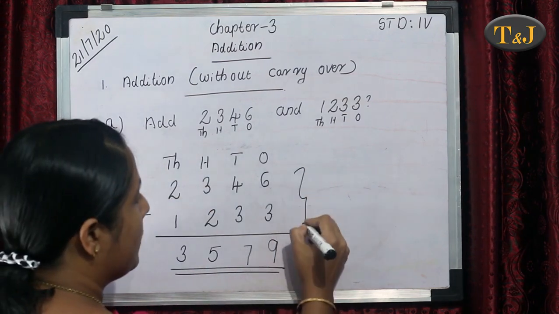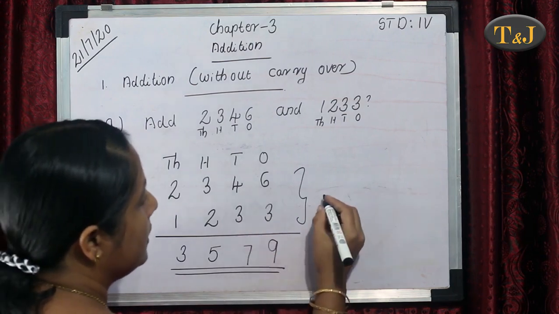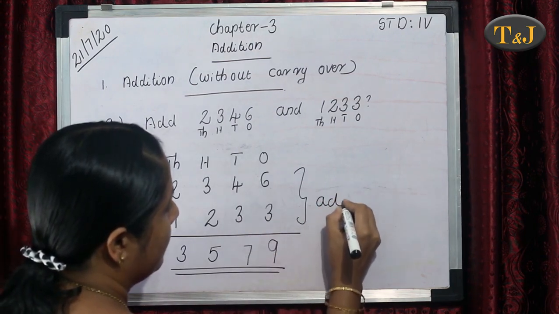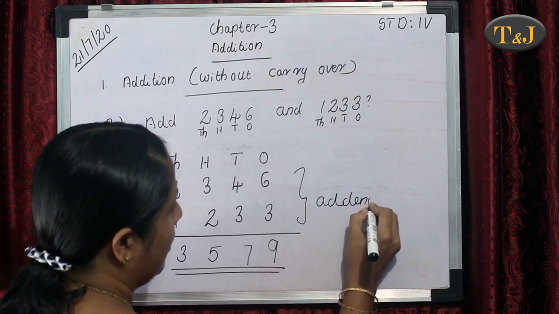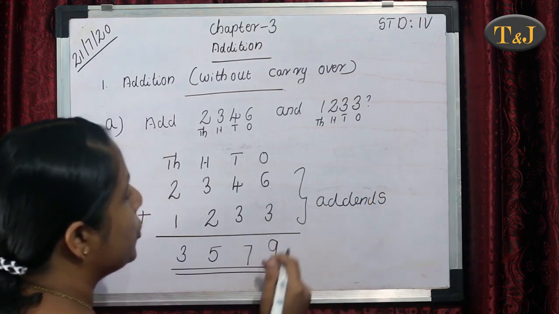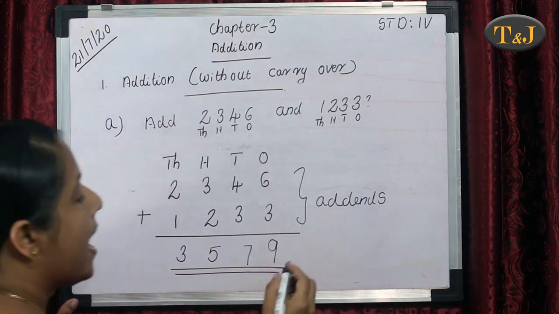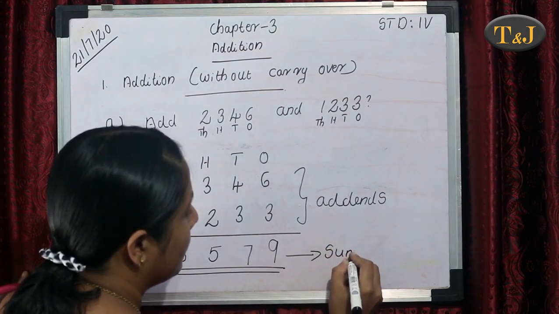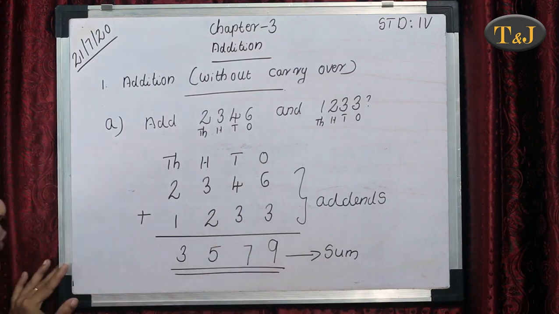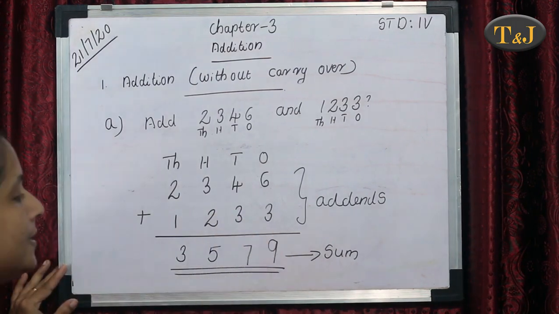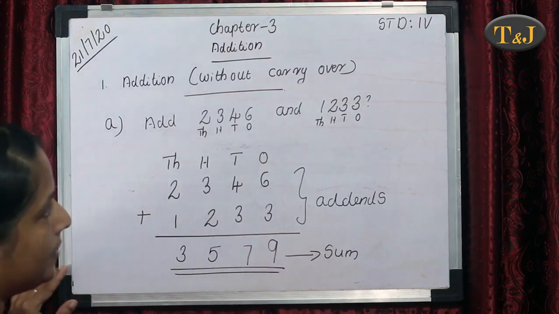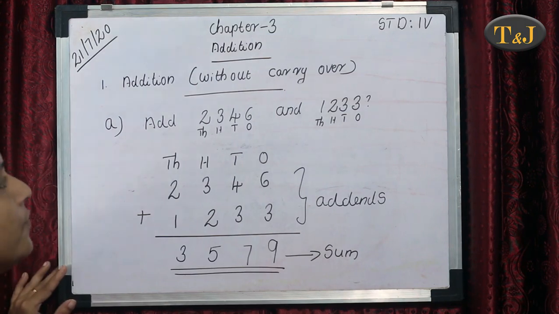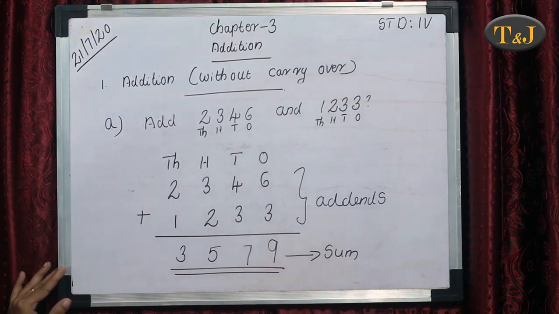The two numbers we are adding are known as addends, and the result, the answer, is known as the sum. So this is the first example of addition without carryover.